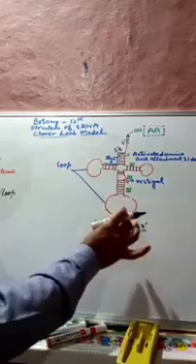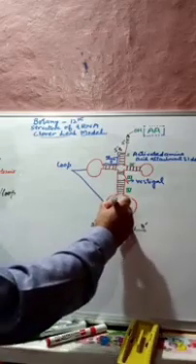Now this is the AUG. What will the anticodons be there? Adenine will not be paired with thymine; it will be uracil.